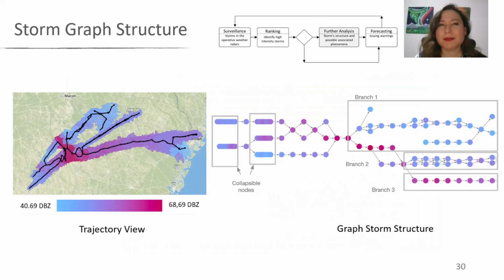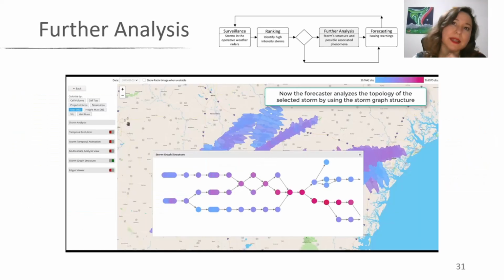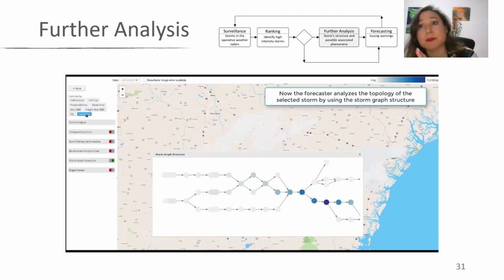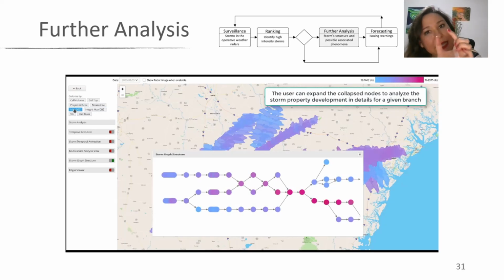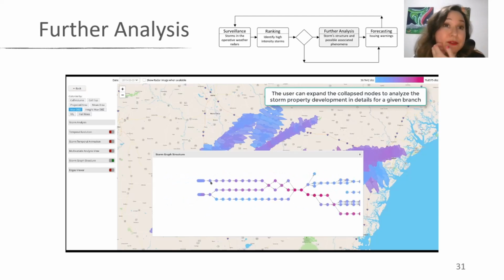We adapted the graph layout to easily identify storm branches that are geographically close to each other. This is especially helpful when the storm structure is large and contains multiple branches coming from different geographic areas. We added an interactive feature to this graph that provides the option to collapse consecutive time steps into a single glyph, reducing the clutter in the graph displayed.